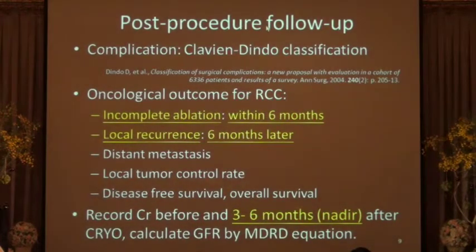About the procedure follow-up, we checked the electronic medical record for the complications and determined the severity by Clavien classification. And for RCC patients, we checked the oncological outcome. If there was residual tumor within 6 months after cryoablation, we called it incomplete ablation. If there was tumor at least 6 months after cryoablation, we called it local recurrence. And we also checked for the presence of distant metastasis.